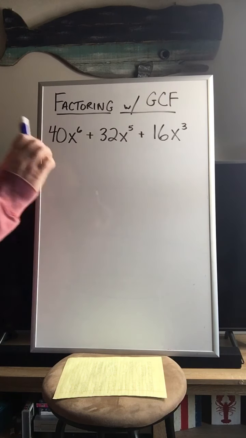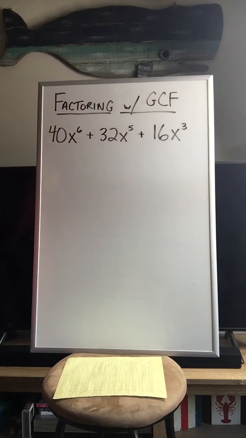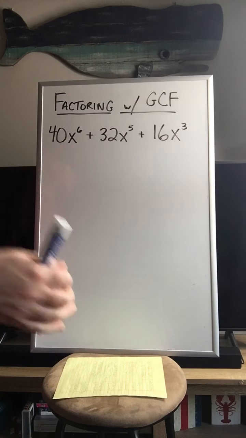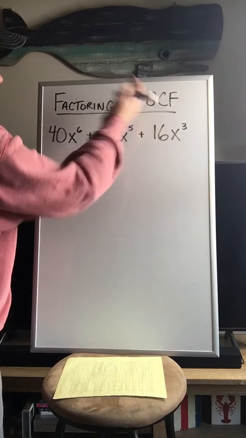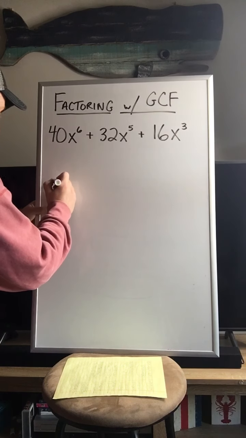I look at the numbers first. So I look at 40 and 32 and 16. And I'm thinking about what's the biggest number that goes into 40, 32, and 16. And that would be 8, right? You want the biggest number. Like 2 goes into all of those, but it's not the biggest number. That's why we call it the greatest common factor. So you want the biggest number that goes into all 3 of them. So that would be 8. So I'm going to put that down, 8.